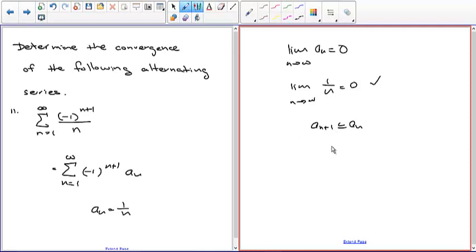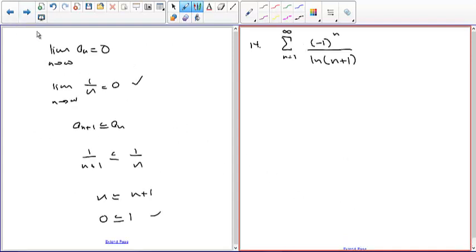So what we can do is plug in n plus 1 into our expression for a sub n. We did this the other day. You cross multiply, subtract n from both sides, and you get to a result which is always true, and hence this is true. And so the original alternating series converges.